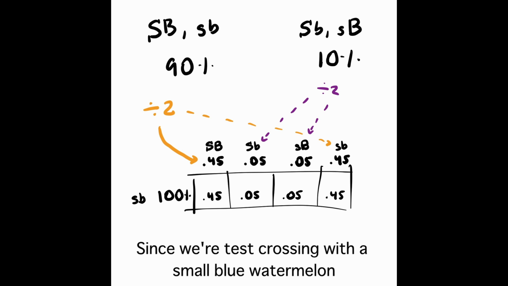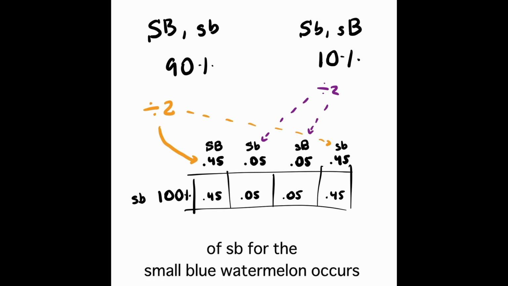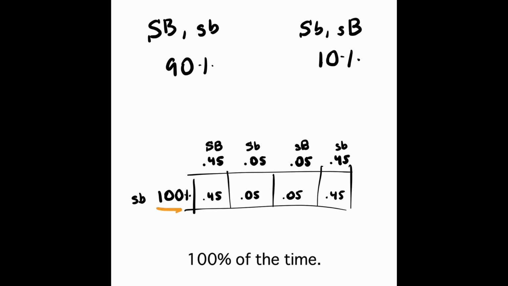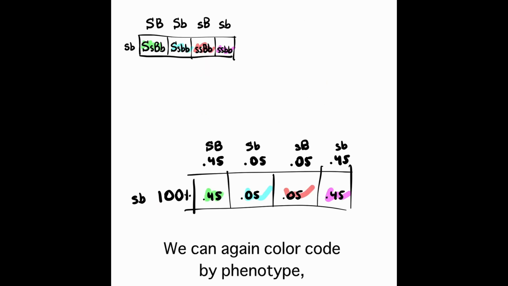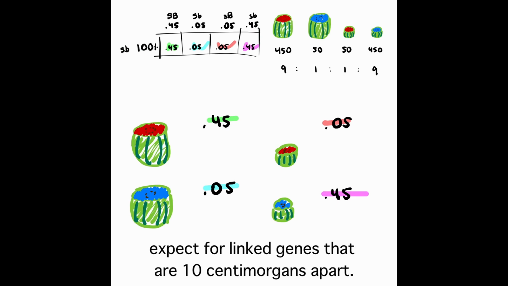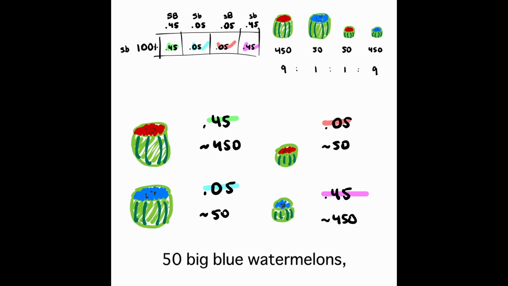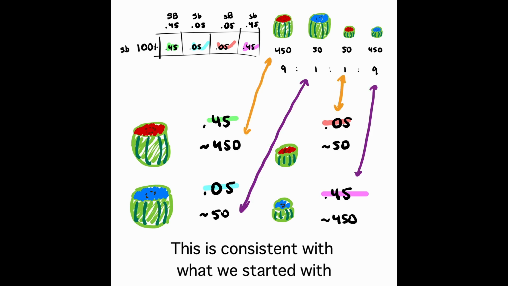Since we're test crossing with a small blue watermelon that must pass down small s small b, the combination of small s small b for the small blue watermelon occurs 100% of the time. We can again color code by phenotype, and we can see the proportion of phenotypes that we would expect for linked genes that are 10 centimorgans apart. For 1,000 watermelons, we would expect 450 big red watermelons, 50 big blue watermelons, 50 small red watermelons, and 450 small blue watermelons. This is consistent with what we started with.